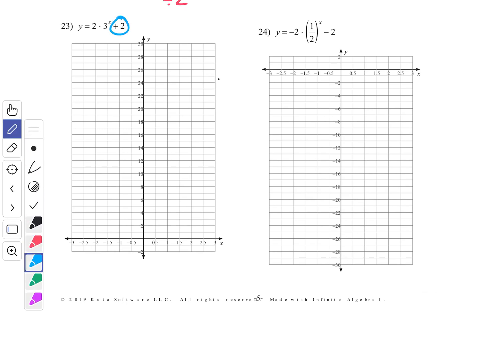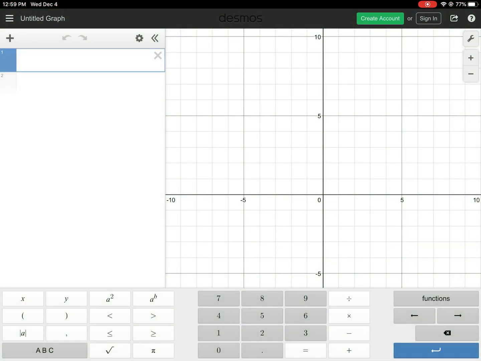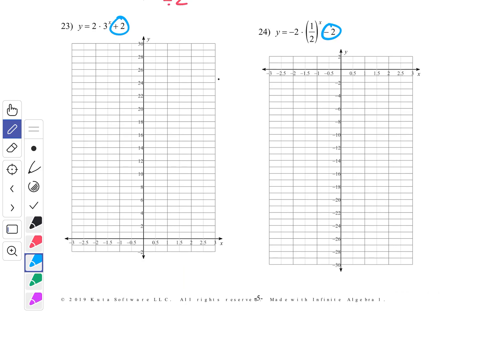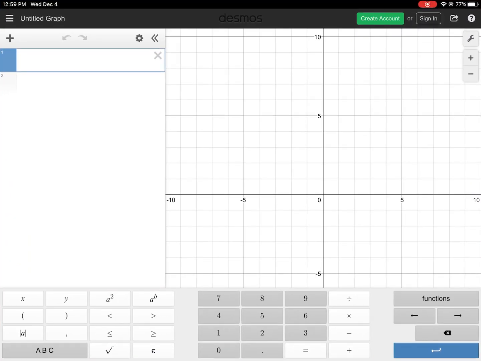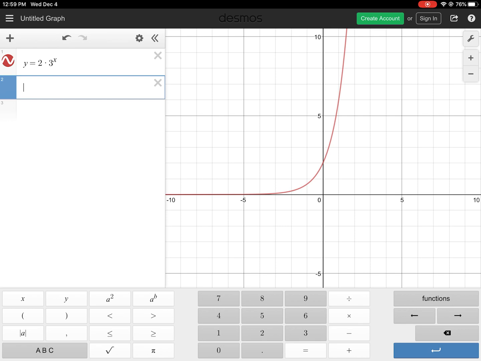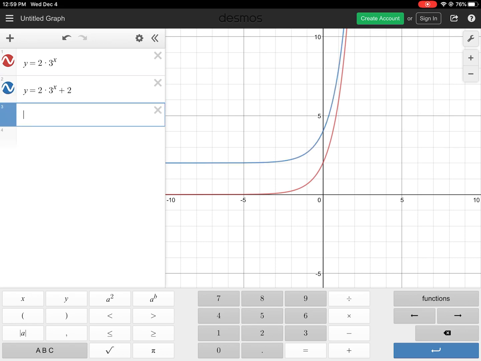Because now we've got a different situation where that +2 or -2 is being added. And it might be useful to take a look at Desmos to help us with this. So let's look, and we've got 2 times 3 to the x plus 2. So y equals 2 times 3 to the x. Okay, we'll start with that base. And we'll go y equals 2 times 3 to the x. And I believe it was plus 2.